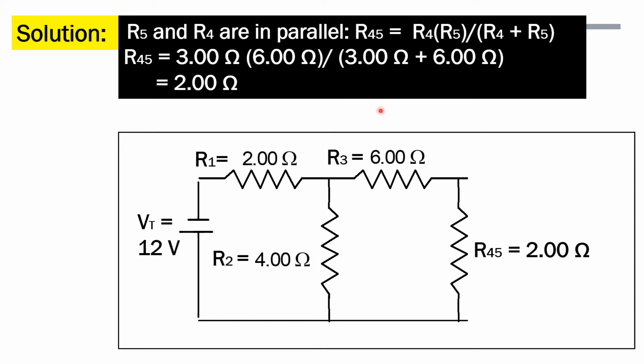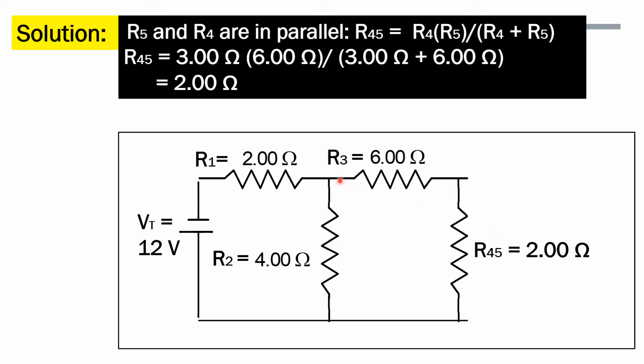That particular sum of the two parallel resistances is now represented by this zigzag symbol. The zigzag symbol represents the sum of R4 and R5 that has been computed to be equal to 2.00 ohms.